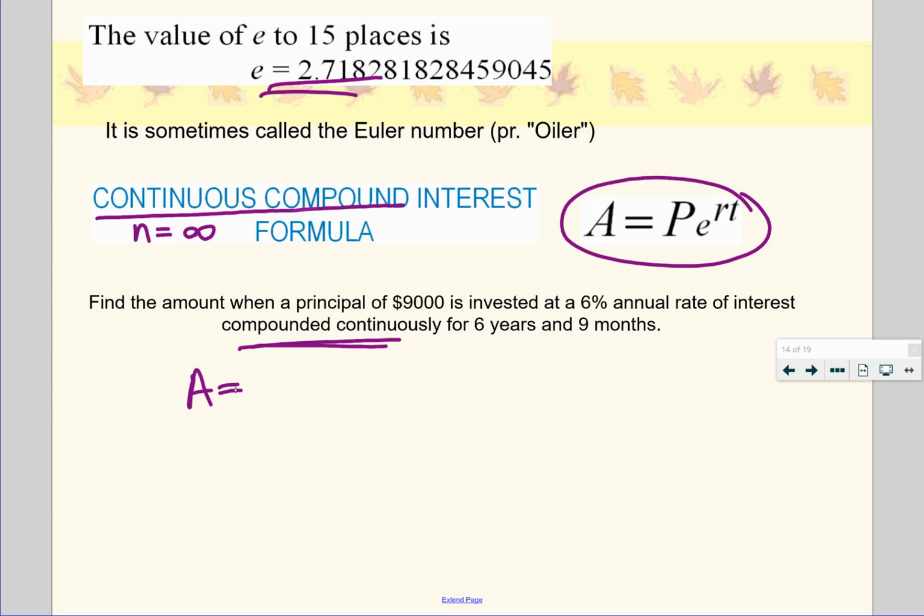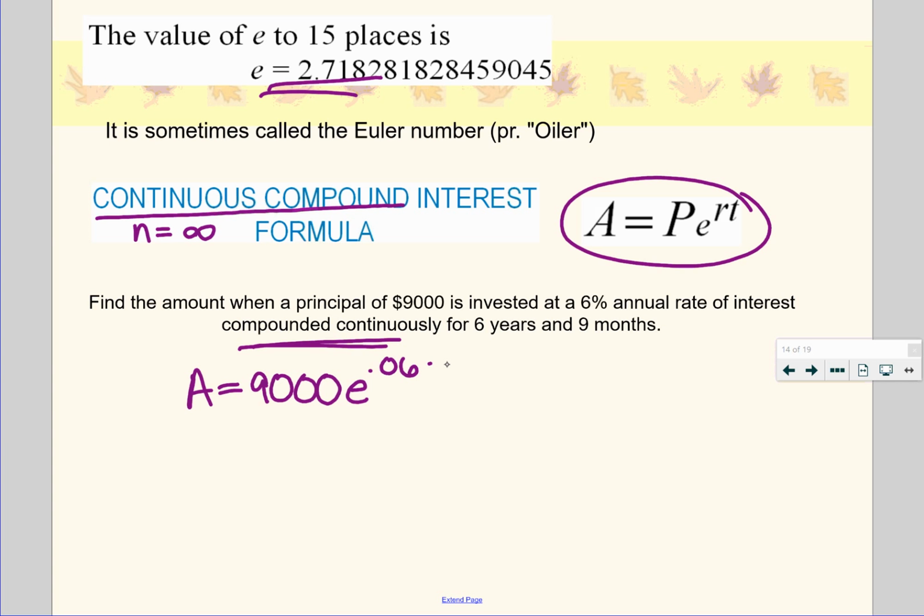Again, it's just a matter of find your variables, plug it in, simplify. What is P? 9,000. E is always just E. What's R? 0.06. And then you got to be careful with the years on this one. So 6 years and 9 months. You have to think about 9 months is what fraction of a year.